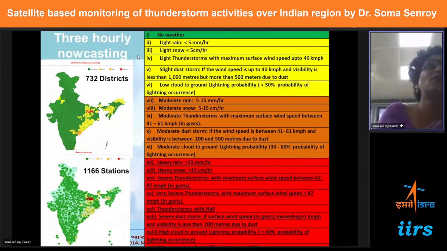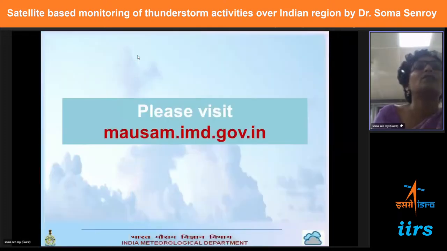You can see these are color coded based on impact, and for 1166 stations all over India and 732 districts of India, nowcasts are being issued. This nowcast is being issued on the basis of the SOP which I discussed earlier. If we are to give a hail warning, what is the color and how it is to be located, again through a more detailed SOP. So all those tools are being used in order to give a forecast. I think that is all.